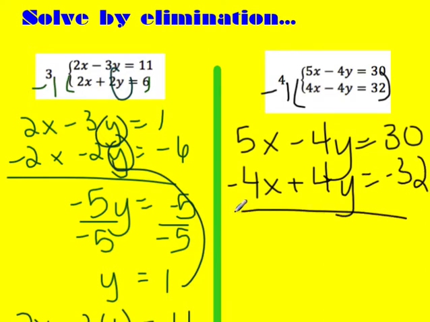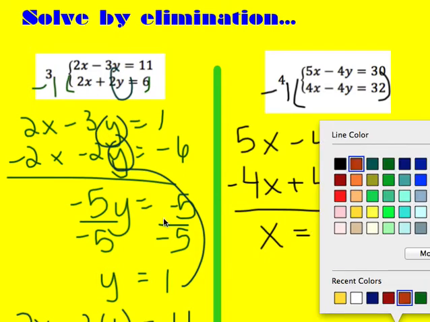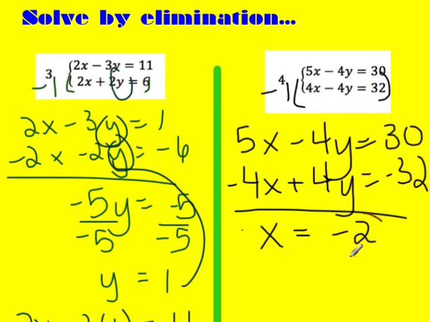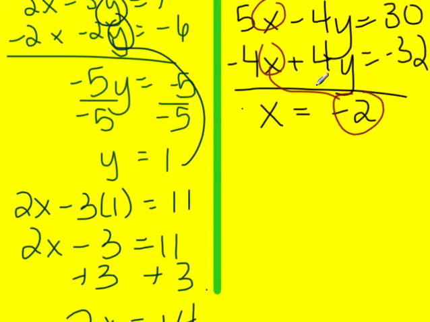And now I can add down the columns. So 5x minus 4x is just x. The 4y's are going to cancel. 30 minus 32 is negative 2. So I get that x is equal to a negative 2. So now I want to substitute my x back in. I can do that here, I can do that here, or I can do that there. So what I'm going to do is I'm just going to plug it into that top one.